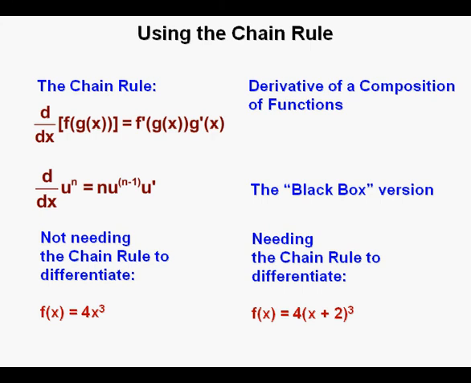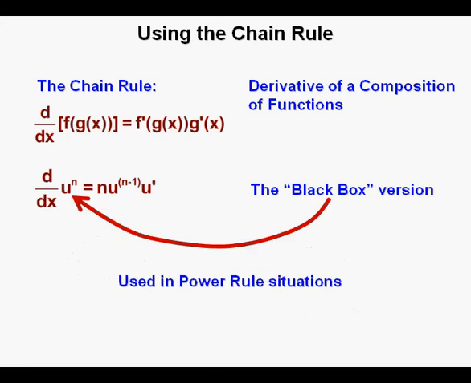Well, we really could differentiate this one without using the chain rule, but the chain rule makes it a whole lot easier. I call this second method the black box version because it's as if the u is a black box. We exercise the chain rule around it using the power rule, ignoring what's inside the black box while we apply the rule to the layer outside of that black box.